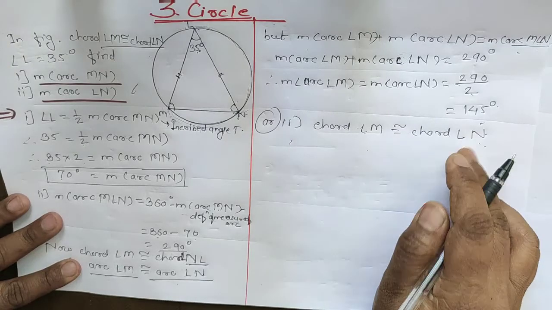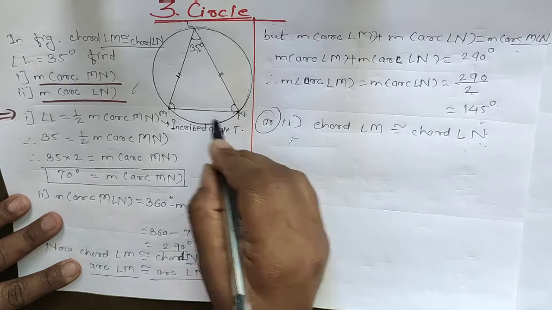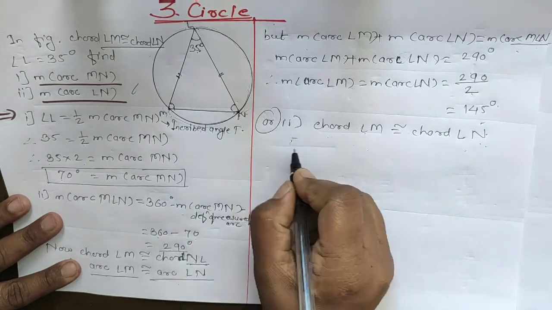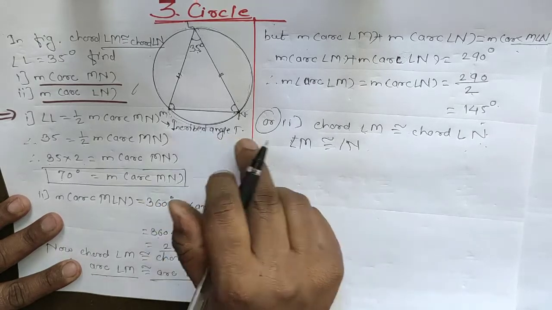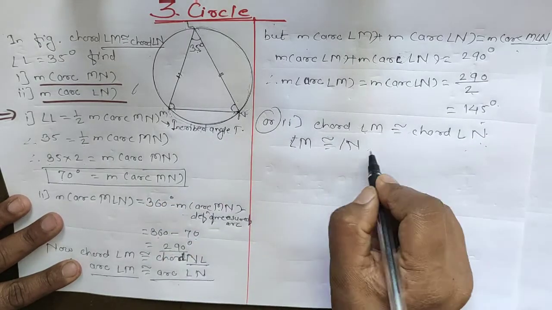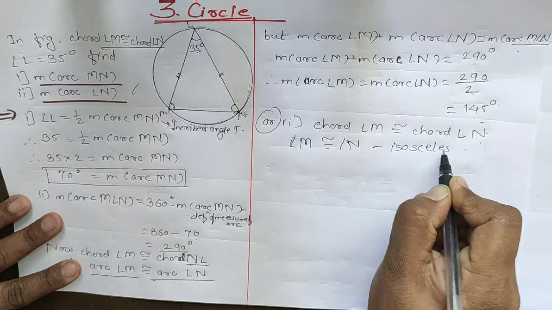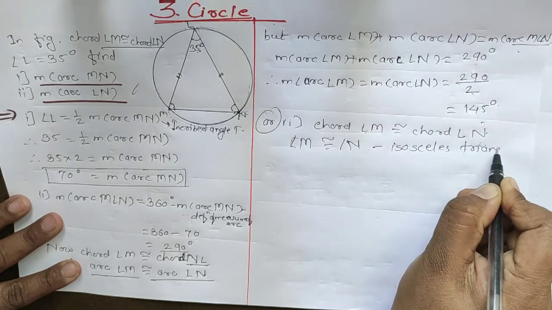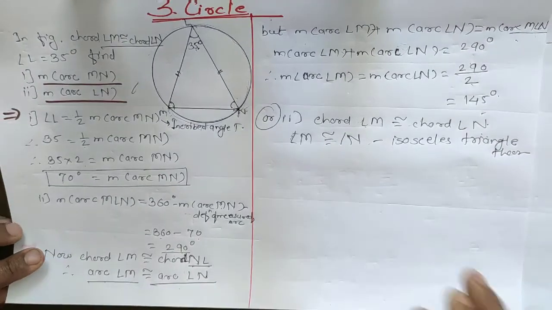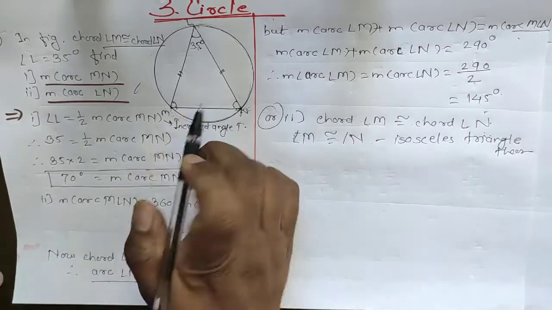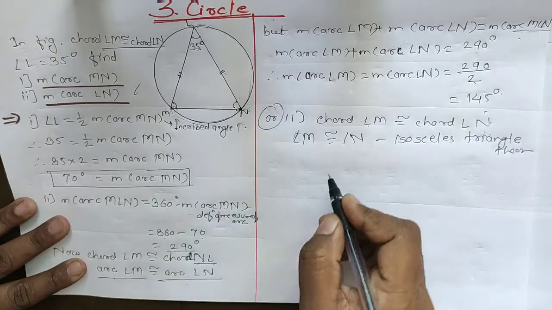Otherwise we can solve it by another method. Another method is, if these chords are congruent to each other, then angles are also congruent to each other. So angle M is congruent to angle N. Okay, the reason is the isosceles triangle theorem. If these chords are congruent, angles are also congruent to each other.